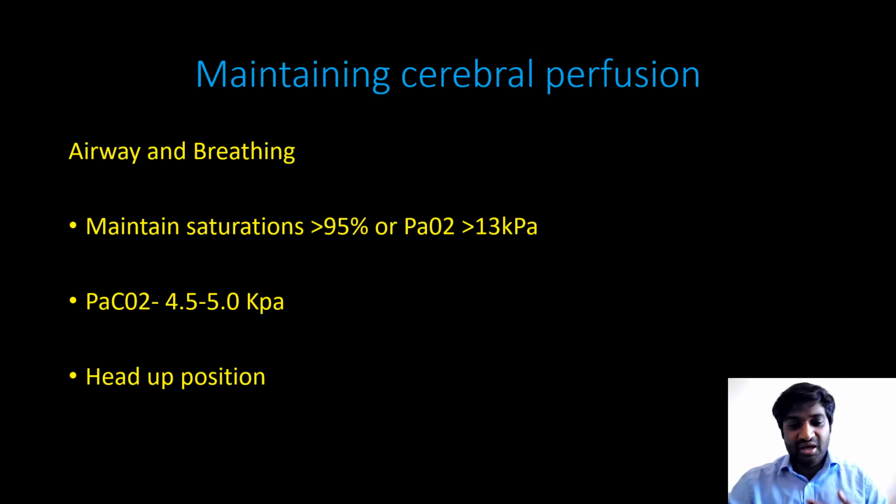In terms of the airway and breathing, we want to maintain cerebral perfusion pressure, and that is by ensuring that we don't increase the intracranial pressure by increasing cerebral blood flow. What increases cerebral blood flow is hypoxia and hypercarbia. So we maintain saturations greater than 95% or a PaO2 of greater than 13 kilopascals.